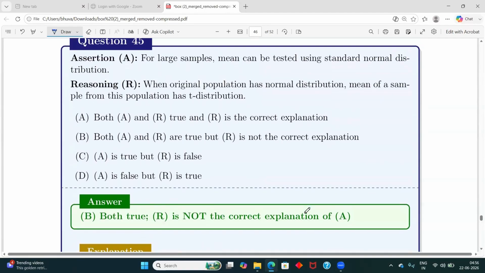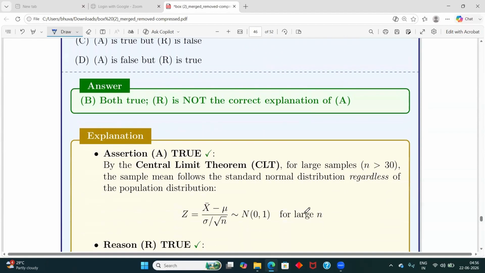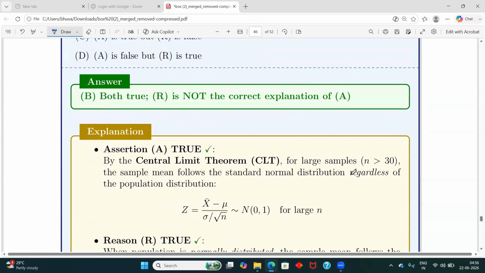For large samples, means can be tested using the standard normal distribution. Yes, by the central limit theorem, it is true. When the sample size is greater than 30, use the Z distribution with mean 0 and variance 1 for large samples. The formula is x bar minus mu divided by sigma upon root n.